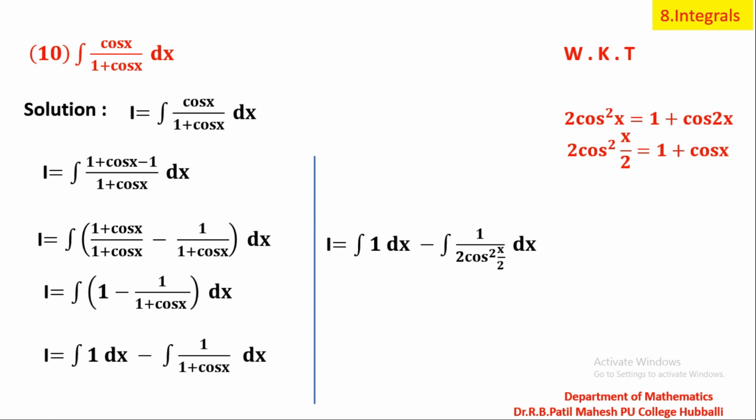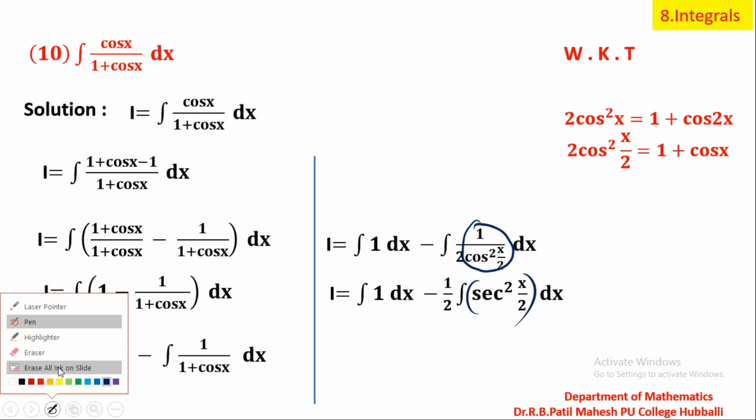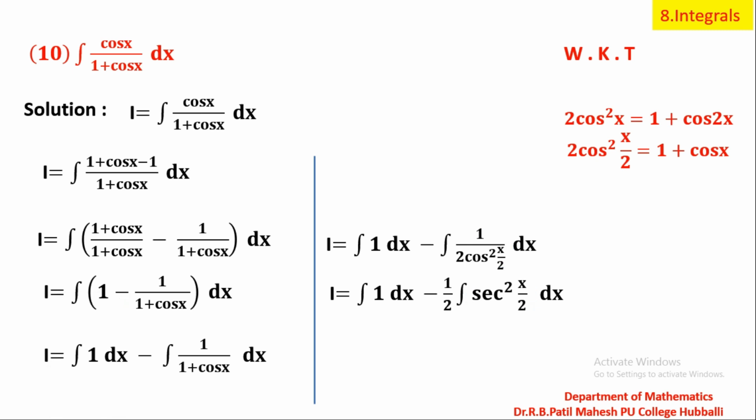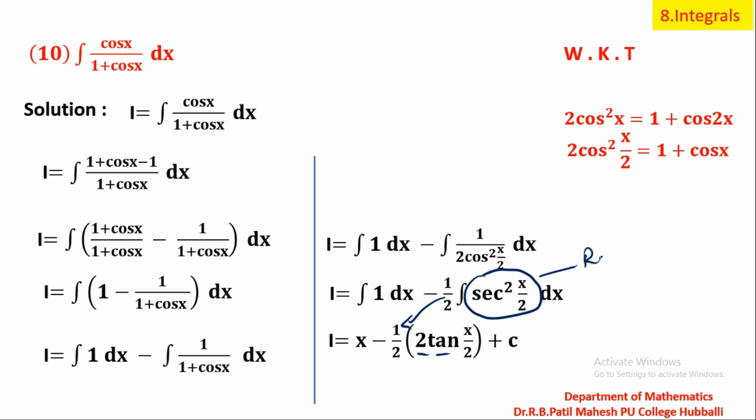After that, integration of 1 dx minus, taking 1 by 2 outside the integral, and then 1 upon cos square x by 2 is secant square x by 2 by trigonometry again. This is completely trigonometry, remember that. And now integration of 1 is x minus 1 by 2 as it is. Integration of secant square x by 2 is 2 tan x by 2. Just refer to the previous example, question number 9, where I solved integration of secant square x by 2.